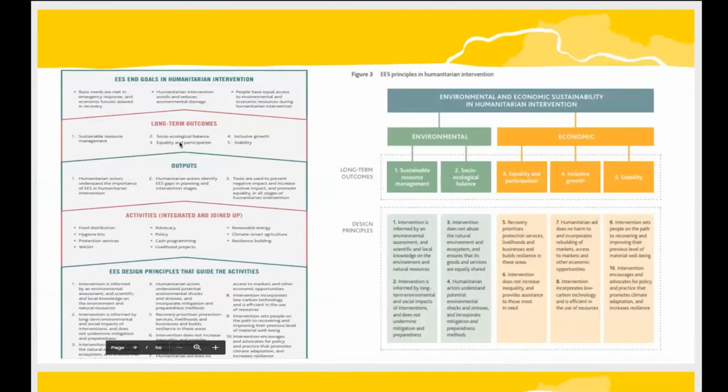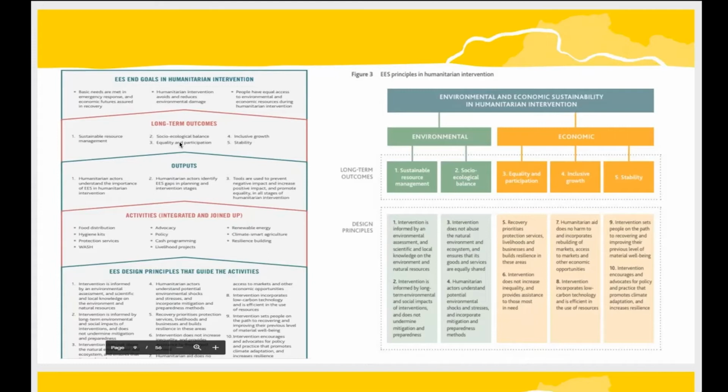In this guide, we are saying that there are 3 things we want to achieve as an overall goal. That the basic needs of the people in emergency situations are met, both environmentally and economically. Then, the humanitarian response should not cause any further environmental damage. And the people have equal access to environment and economic services.